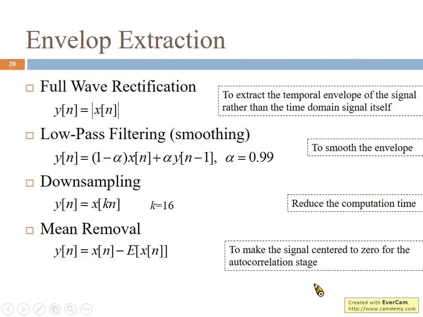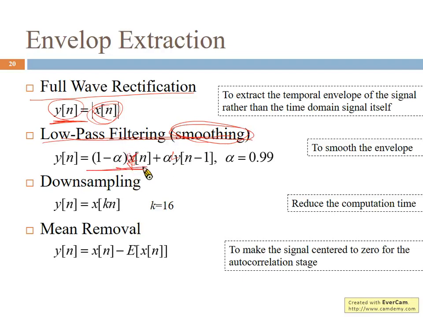And in this work, from each frequency band, we want to describe the frequency energy by the envelope. So they do the following process. First, they do full wave rectification. That is, we just take the absolute value of each sample value and name it y[n]. And then we do low pass filtering. Low pass filtering is implemented by smoothing the previous sample data and the current sample data. So this is a very simple smoothing process.